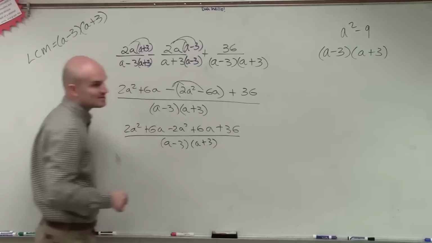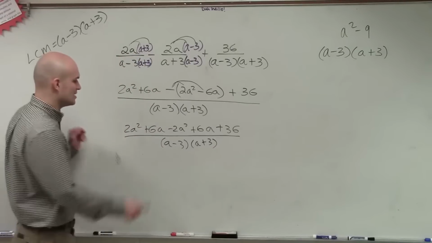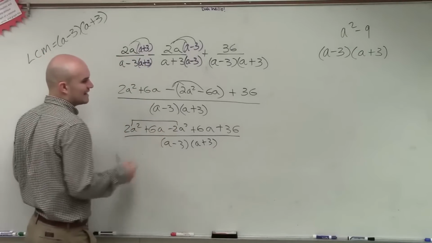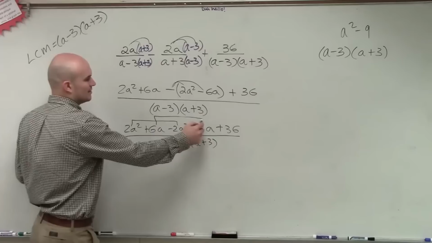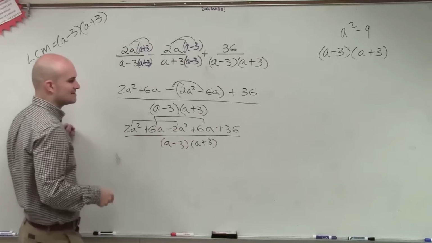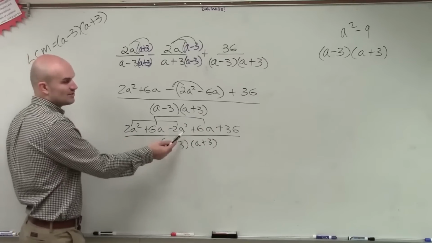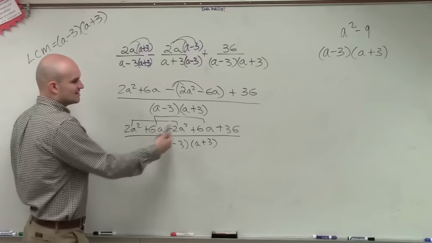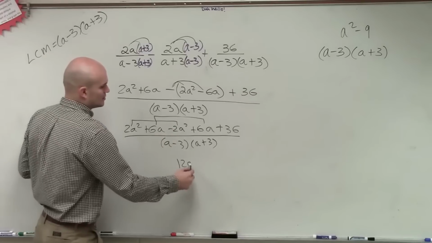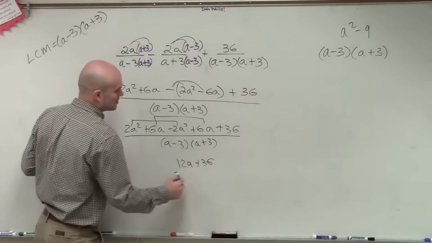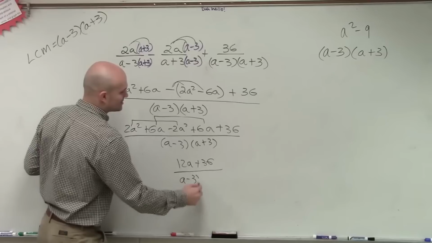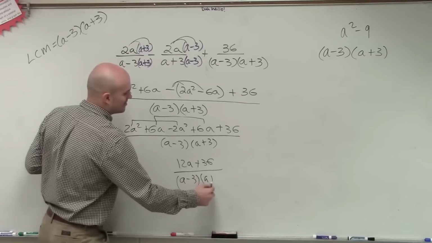And I'm doing a lot of steps at once. And now we just combine our like terms. So we combine the a squareds with the a squareds, the a's with the a's, and then we have our constant. So 2a squared minus 2a squared is 0a squared. 6a plus 6a is 12a plus 36, all divided by a minus 3 times a plus 3.